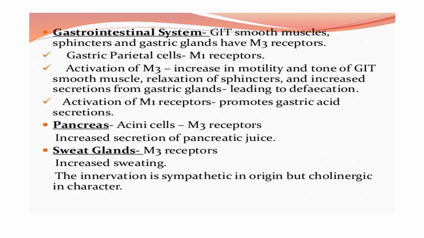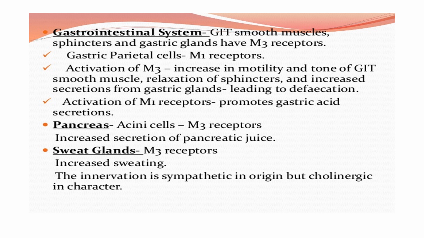Now when M3 receptors are activated, the motility of the GIT increases, motility and tone increase, there is relaxation of the sphincter and increased secretion of the gastric glands, leading to defecation. Remember that once motility increases, defecation will follow. But activation of the M1 receptor will increase gastric acid secretion. In the pancreas, the acinar cells have M3 receptors, causing increased secretion of pancreatic juice.